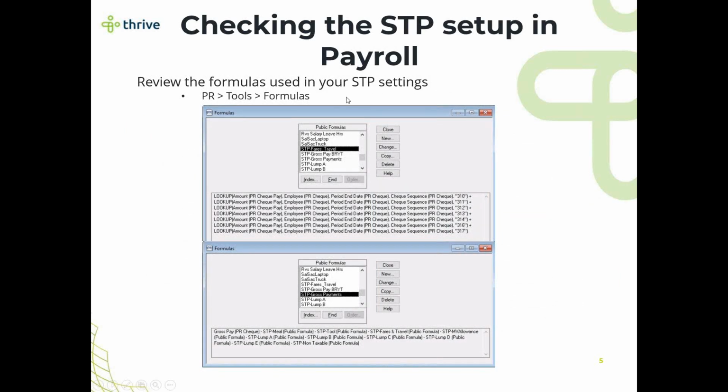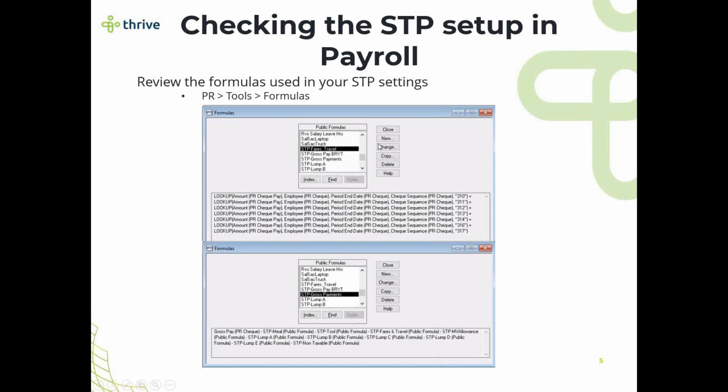So when you're looking at your formulas, if we look at one of the allowance formulas where it's adding up all the pay IDs for fares and travel. So as I said, it's where you've got more than one pay ID is where we need a formula.